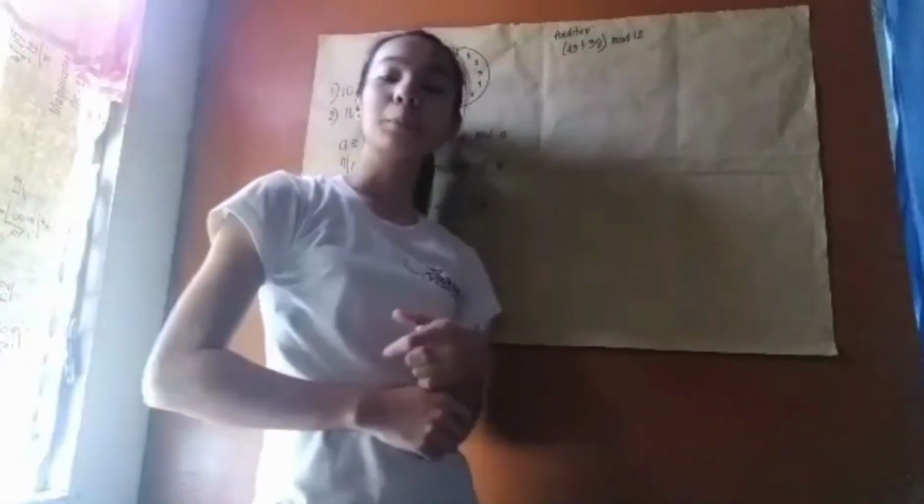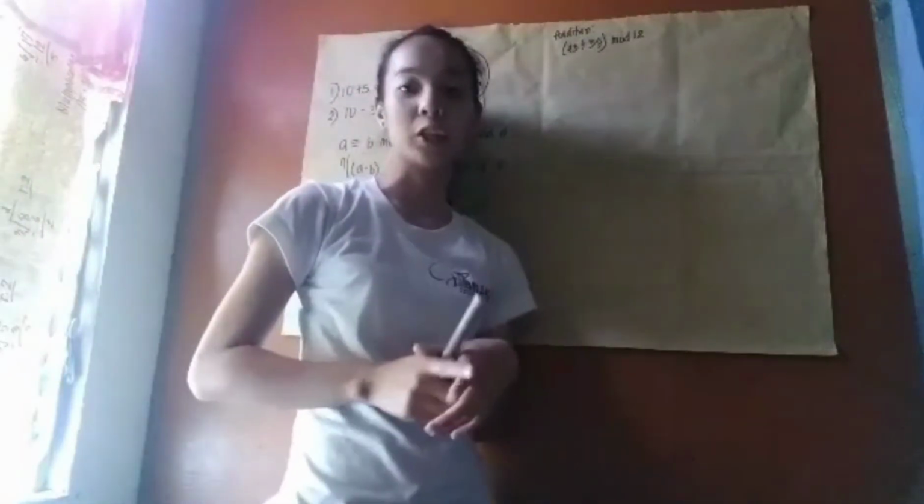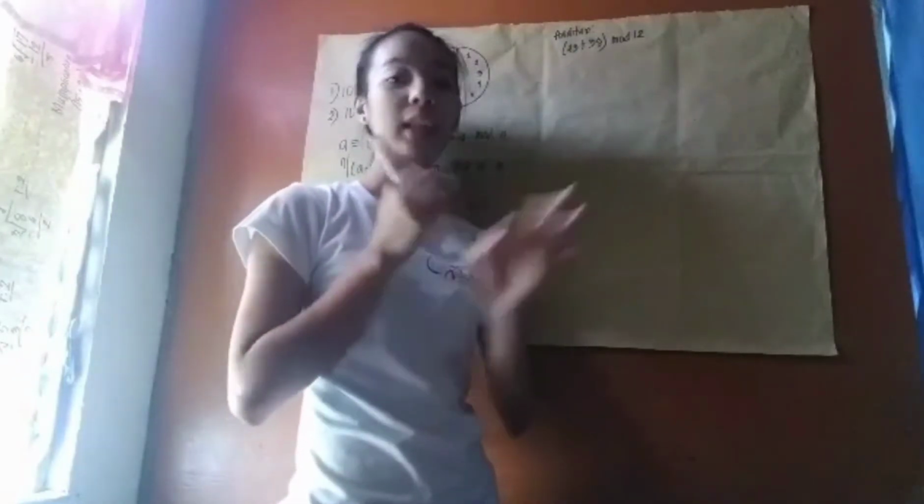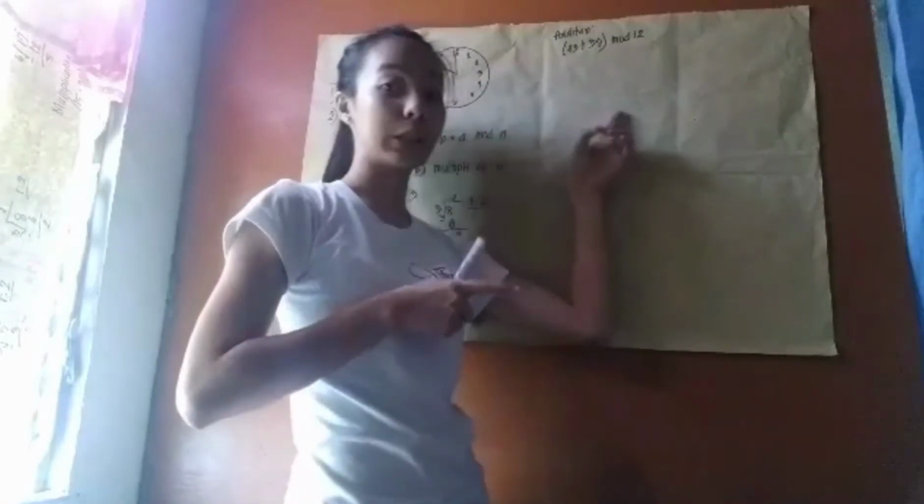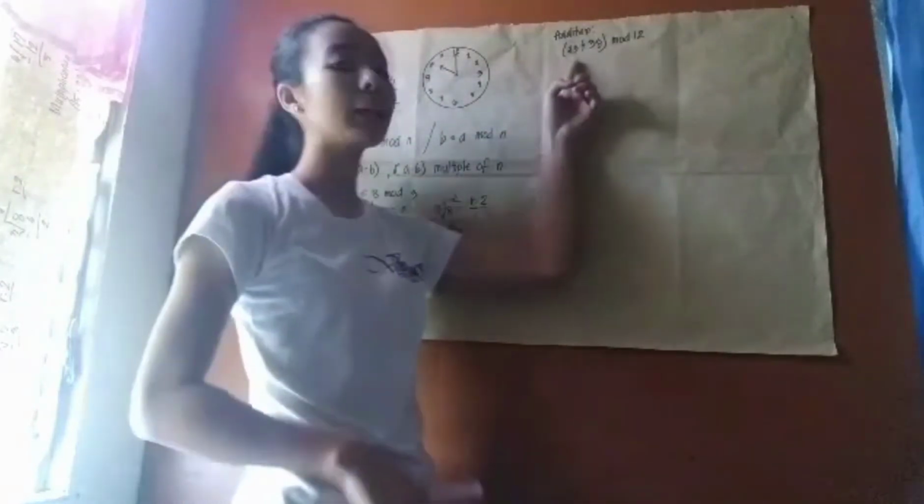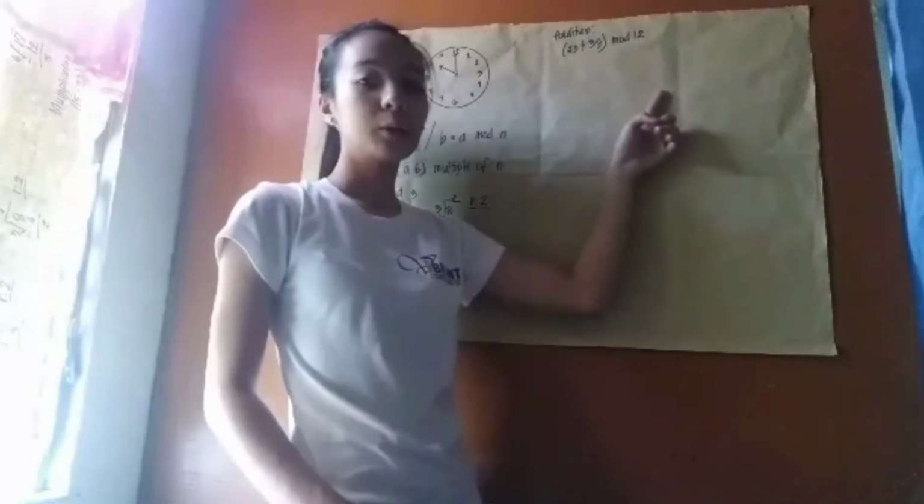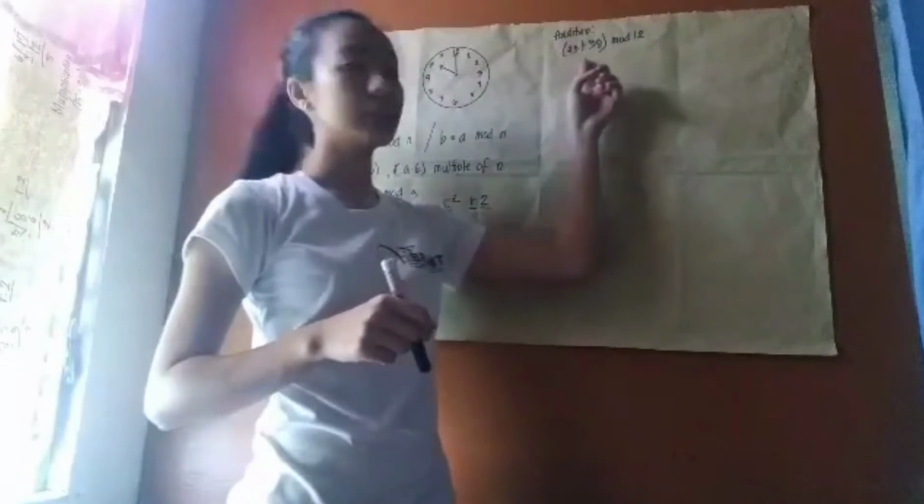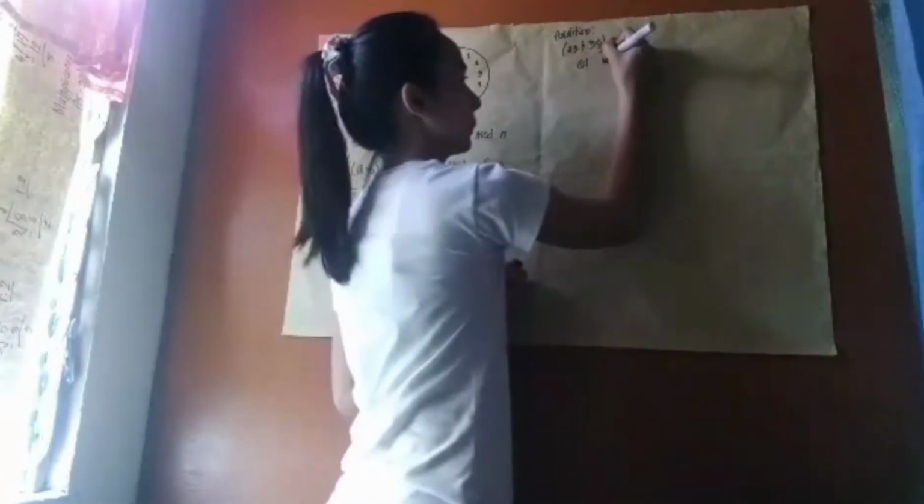So now, let's proceed to modular operations. We have 3 operations: the addition, subtraction, and the multiplication. Let's proceed to addition. If I have a given example of 23 plus 38 mod 12, you are going to add first this given, the 23 plus 38. What is 23 plus 38? It is 61. So copy the mod 12.